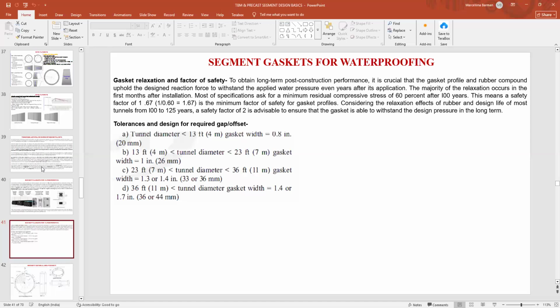So that is what I told you earlier. For the gasket, there is a certain tolerance. So these are the standard tolerances we generally provide, and these gaskets are designed for 100 years because our tunnel lining has a design life of 100 years. So for the 100 years, what is the gasket relaxation? What is the factor of safety of the gasket? Everything you need to check in terms of the design aspects.